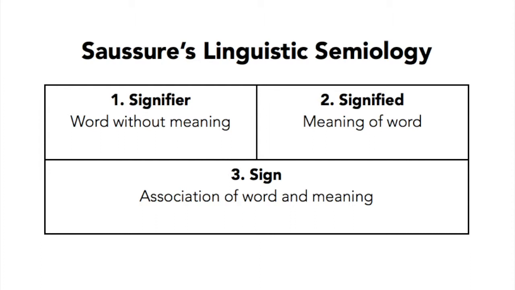Barthes applies Ferdinand de Saussure's concepts of semiology to explain mythology. In a linguistic sense, Saussure uses the signifier, the signified, and the sign to account for how we find meaning in words. The signifier is an empty word without meaning. The signified possesses the meaning and the properties that are associated with the word, and the sign is the product of the two, which is the word's association with its meaning.